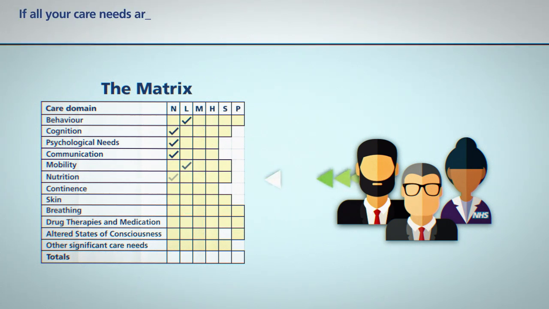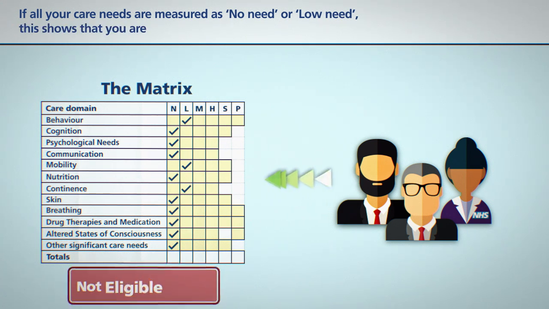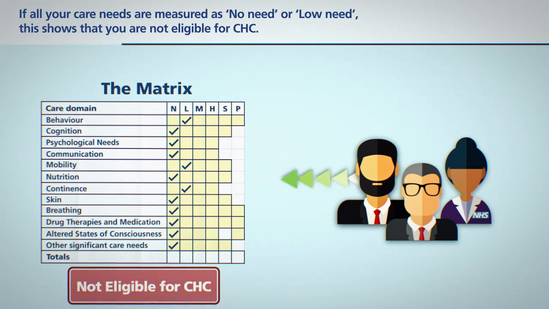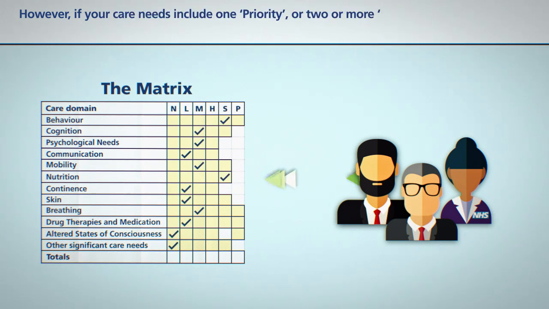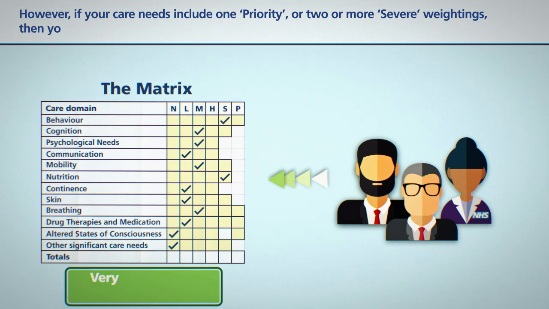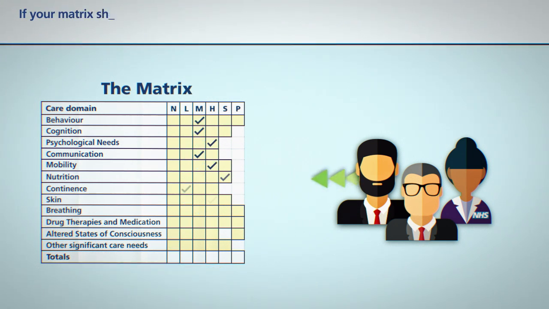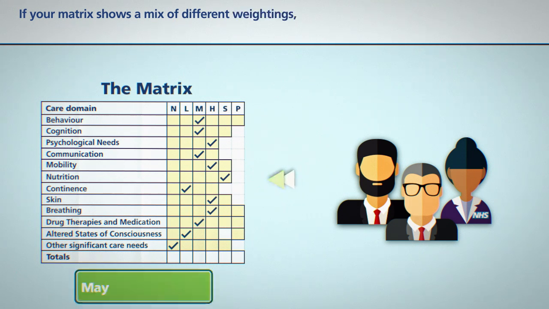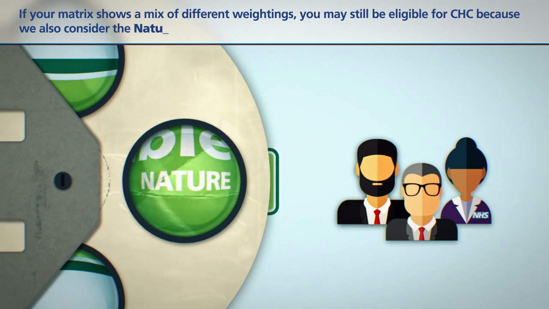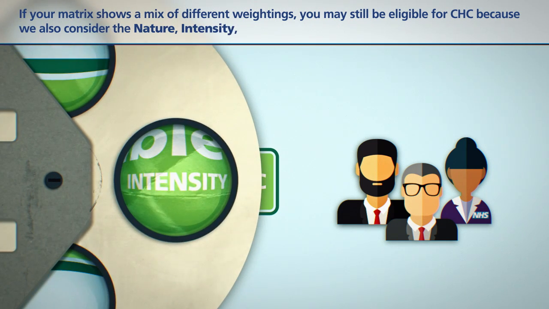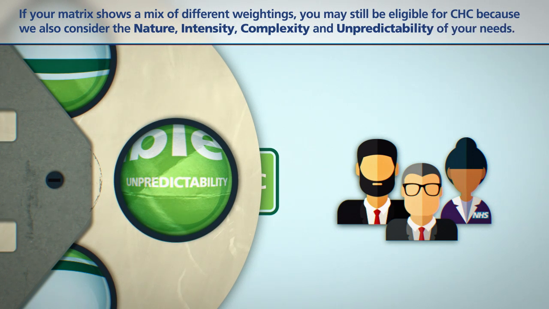If all your care needs are measured as no need or low need, this shows that you are not eligible for CHC. However, if your care needs include one priority or two or more severe weightings, then you are very likely to be eligible for CHC. If your matrix shows a mix of different weightings, you may still be eligible for CHC because we also consider the nature, intensity, complexity, and unpredictability of your needs.